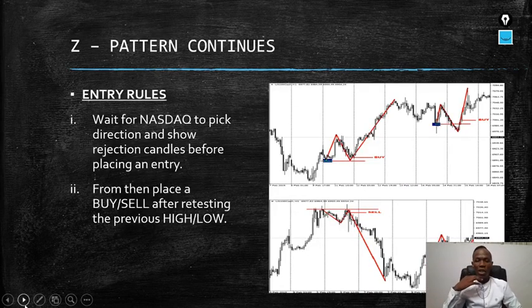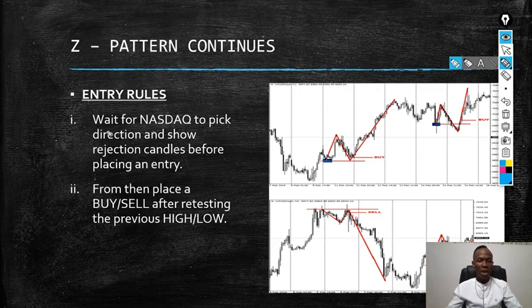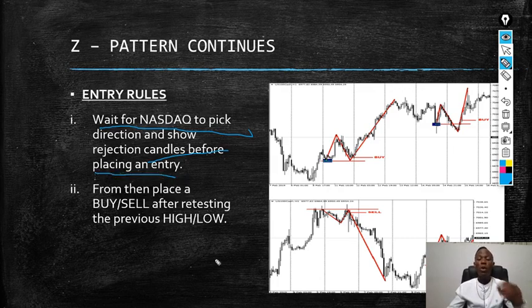That pattern continues in this instance. The entry rule is you have to firstly wait for Nasdaq to pick a direction, as said in the previous slide, and then show a rejection candle before placing an entry. It's important to know how to read candlesticks when it comes to trading Nasdaq, because that's very crucial. That's going to make you able to see turning points and reversal candlesticks, etc.